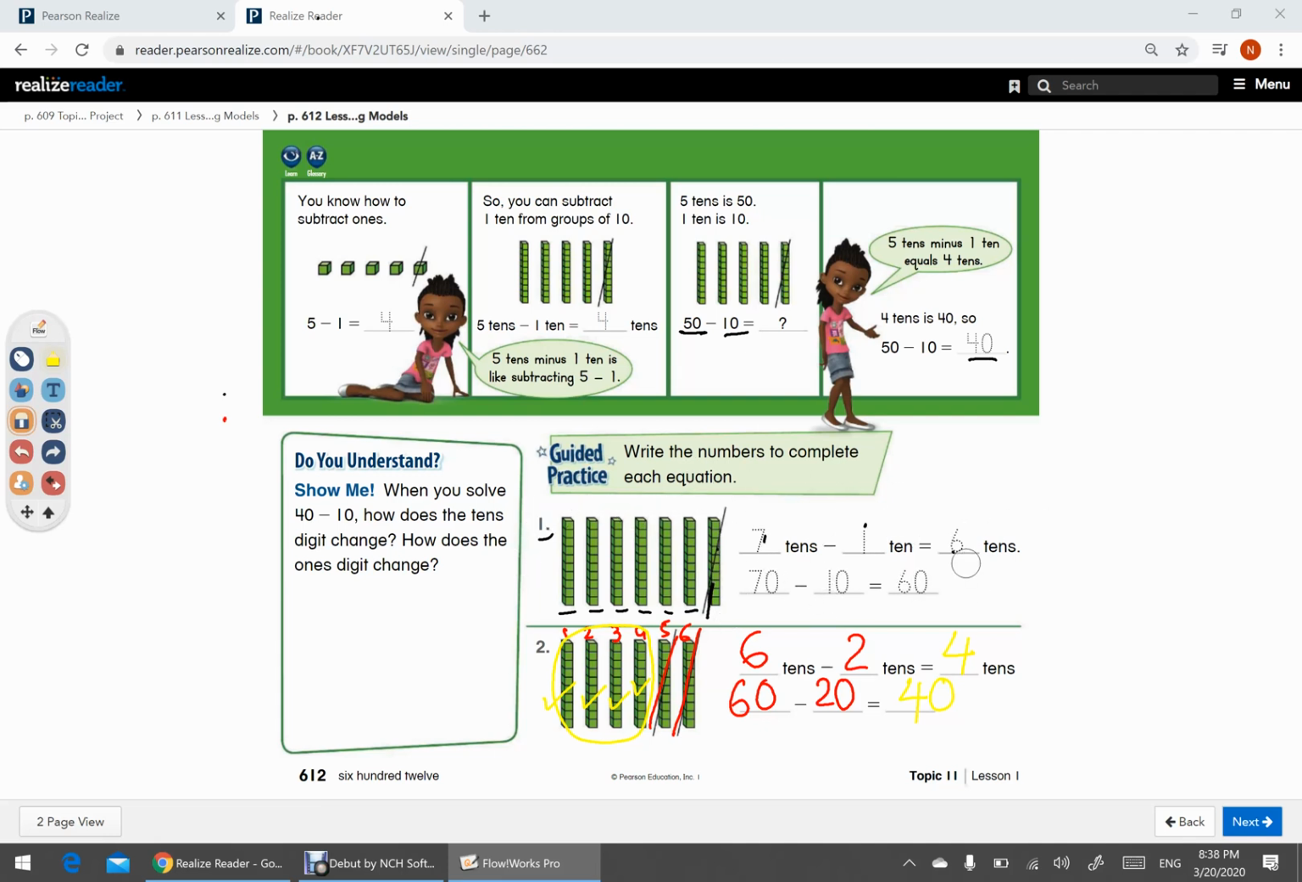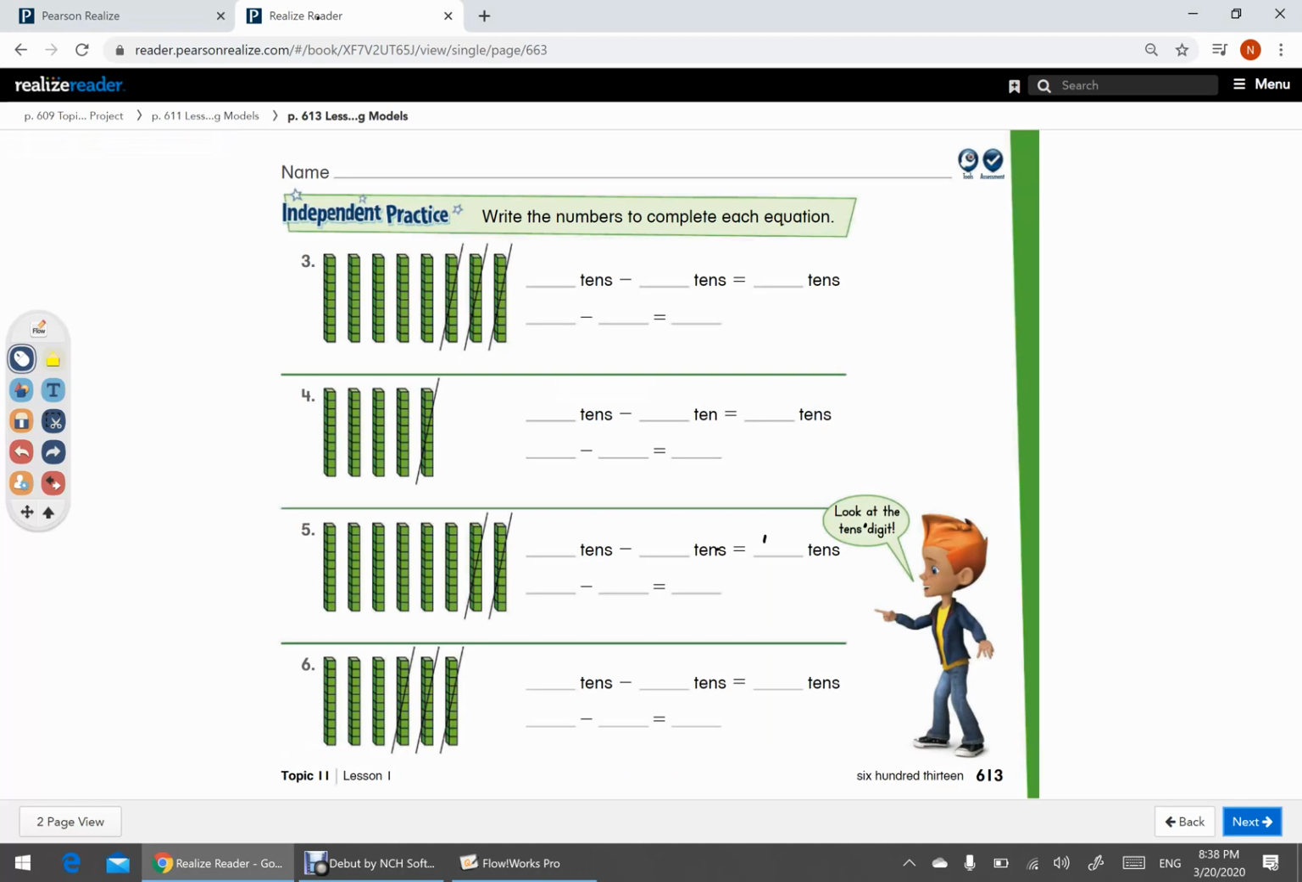Let's go to the next page. Now, this is an independent practice. I have explained how we can do this. You can solve all of these questions by yourself. Just count the number of 10s and then write how many you took away. Okay? It's very easy. I know you all can do it.